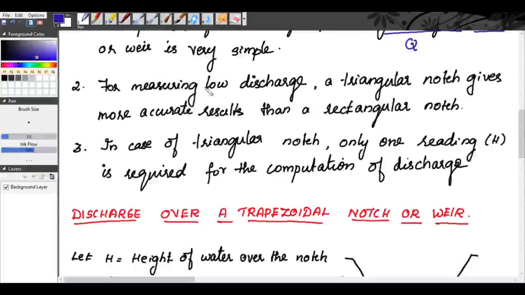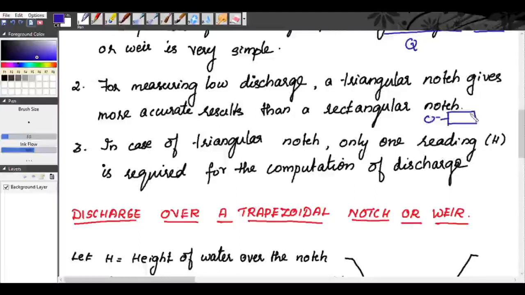Now the second advantage is, for measuring low discharge, a triangular notch gives more accurate results than a rectangular notch. See, this is only for smaller discharge, okay? For larger discharge, normally we use a rectangular notch because when you use a rectangular notch, the area for flow is larger, and similarly the quantity of discharge can be heavier when compared to the triangular notch. But when coming to lower discharges, it is better to go for a triangular notch.